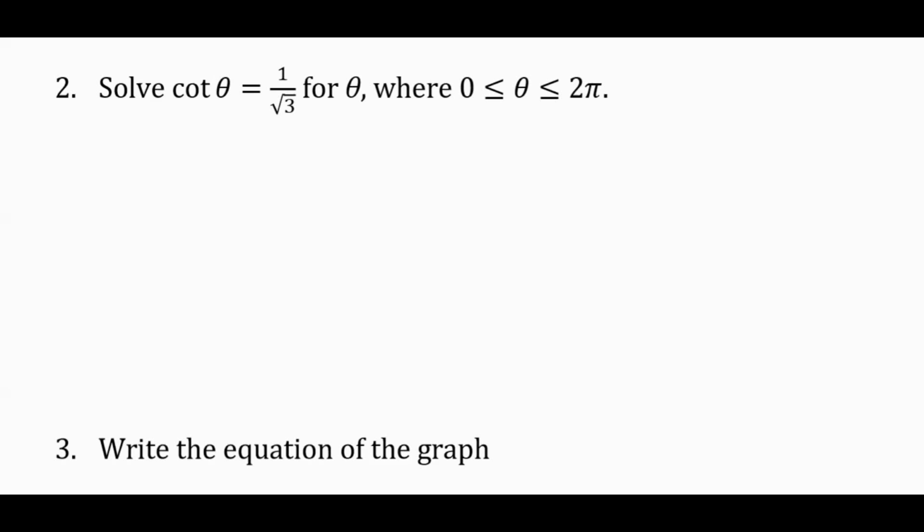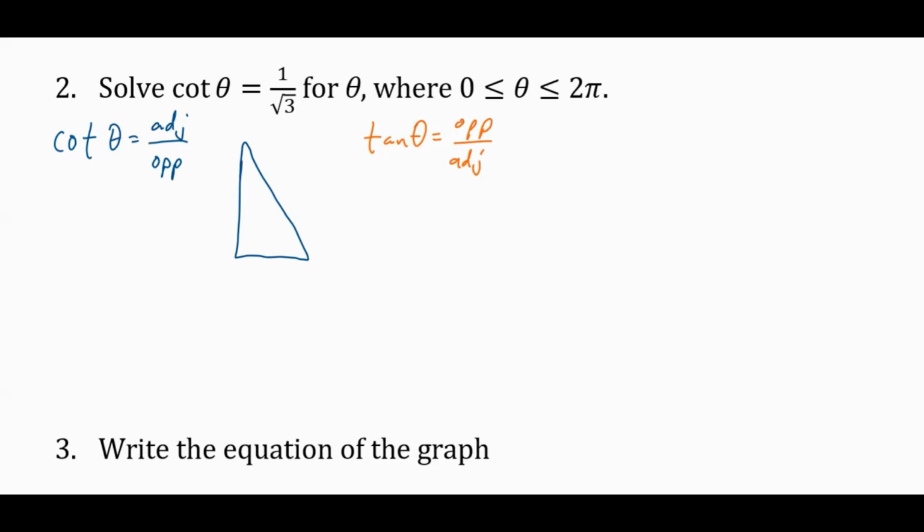One way is I know tan theta is opposite over adjacent. That means cotan of theta is the reciprocal, adjacent over opposite. So we need the special triangle with 1 and root 3 in it. Again, you have to recognize that.